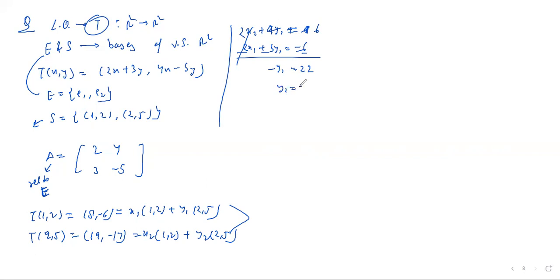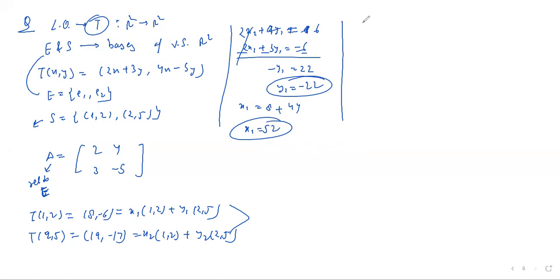So y1 is equal to minus 22, and similarly I get x1 as 8 plus 22 into 2, which is 44, so 8 plus 44. Okay, so I got x1 equals 52, y1 equals minus 22. Now let's solve the other equations, which are x2 plus 2y2 equals 19 and 2x2 plus 5y2 equals minus 17.